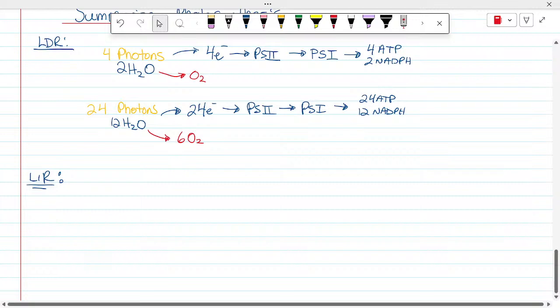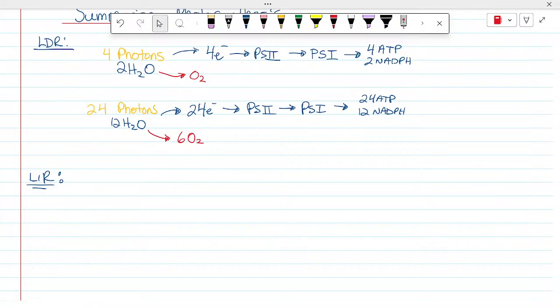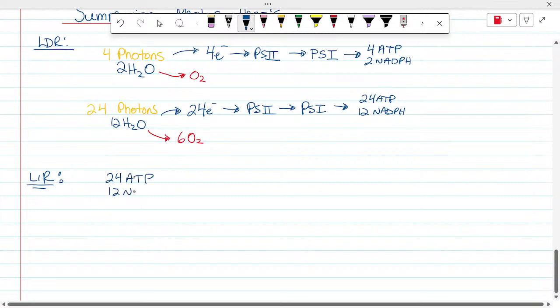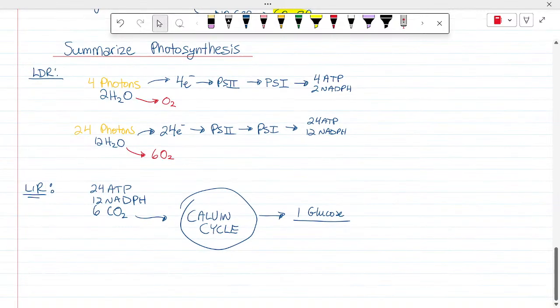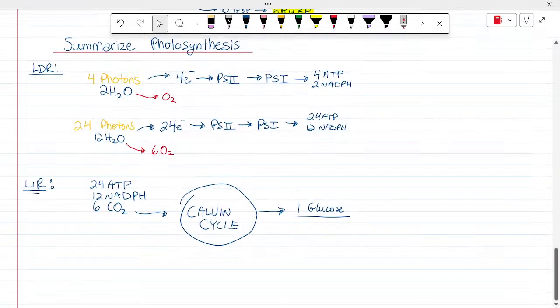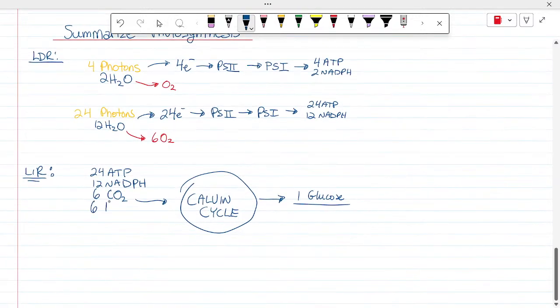Okay, when we get to the light-independent reactions, we're going to take those 24 ATPs and those 12 NADPHs, and now we need another outside source. We said we need 6 CO2s, right? And they react with the Calvin cycle, which we've drawn above, to produce 1 glucose. Yeah, now this is also going to require 6 waters.